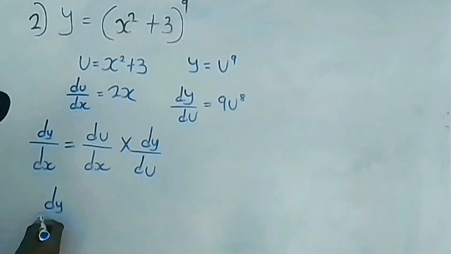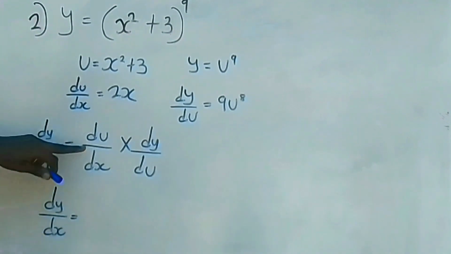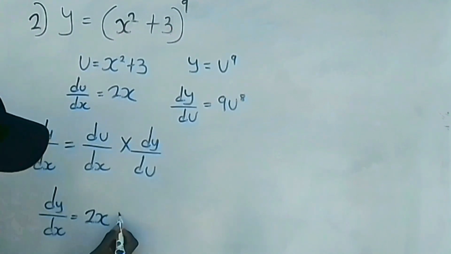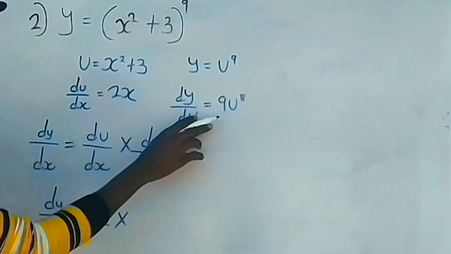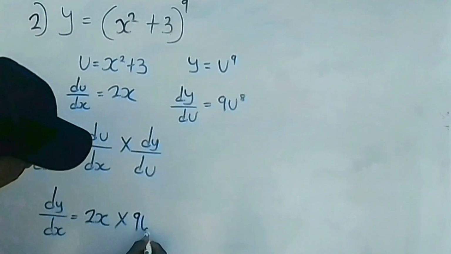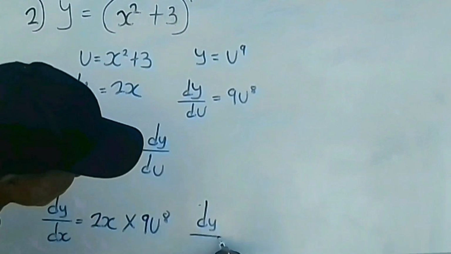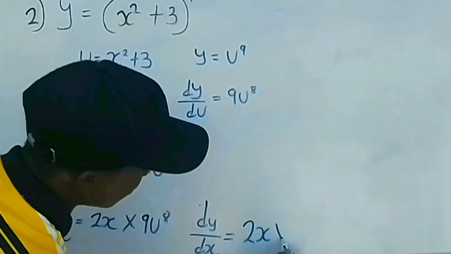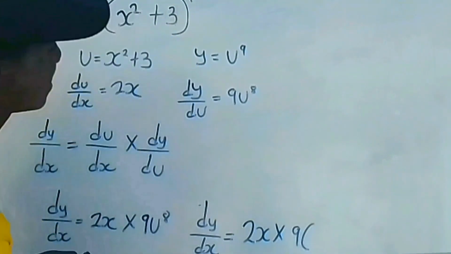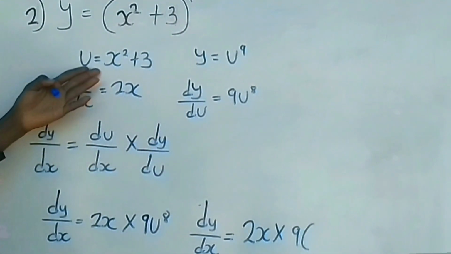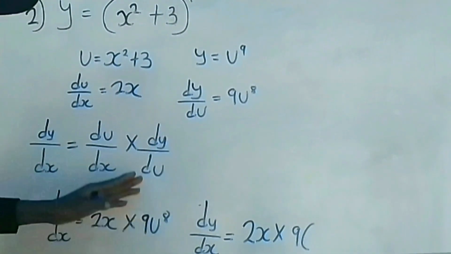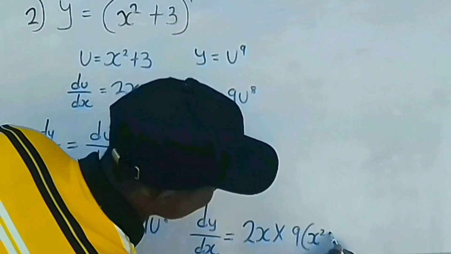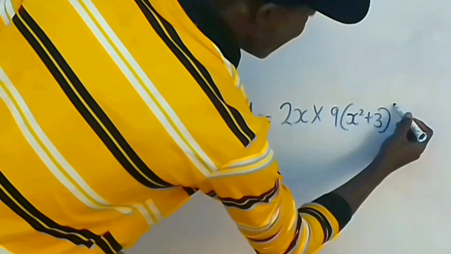dy/dx is equal to, don't forget that du/dx is equal to 2x. So I'm going to have 2x multiplied by dy/du, which is 9u raised to the power of 8. Yes, I'm going to have dy/dx is equal to 2x multiplied by 9 into brackets. What is u? u is equal to x squared plus 3. Instead of writing u here, I'm going to substitute it as x squared plus 3. So I'm going to have 9 into bracket x squared plus 3 raised to the power of 8.